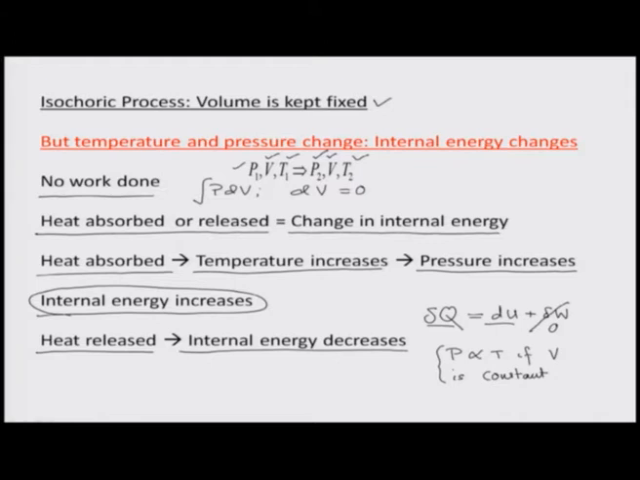In the reverse process, if delta U is negative, or heat is released, that means delta Q is negative, then dU will be negative, internal energy will decrease, temperature will go down, and so does the pressure. So, this is the isochoric process.